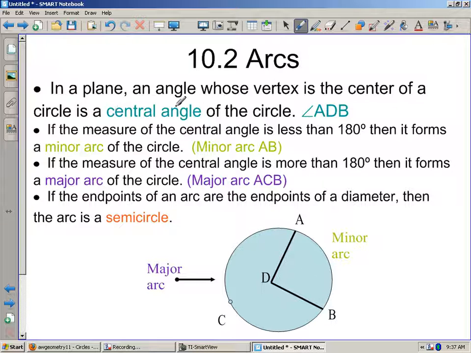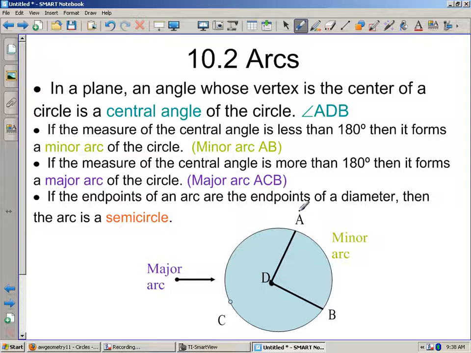angle. So if the vertex of our angle is at the center of the circle, we have a central angle, and so ADB in this case is the central angle, and that's what we were telling you up there. If the measure of the central angle is less than 180 degrees, the arc, which is the outside on the circle, is considered a minor arc. So it is smaller than 180 degrees, we get a minor arc.